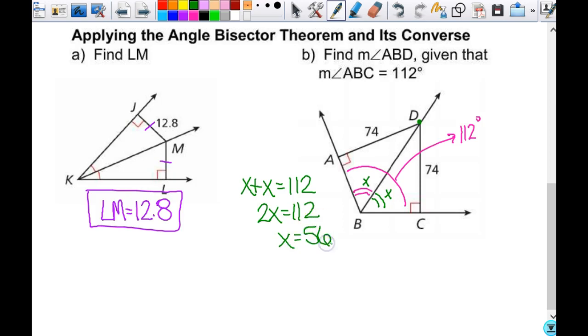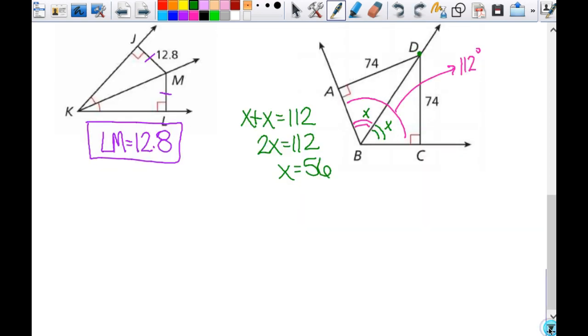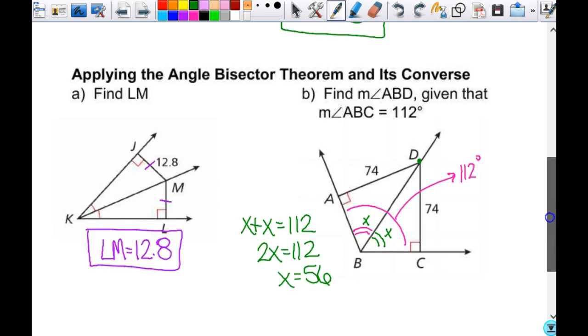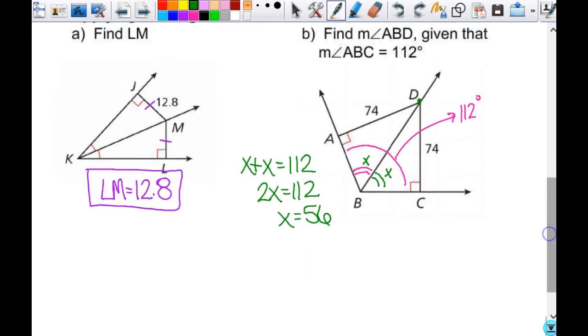56. Okay. Am I done? Did it ask me for x? No, I made up that letter, right? Well, I didn't make it up, but you know what I mean. So I'm looking for the measure of angle ABD. Is that the measure of angle ABD? Yes, so I don't have to do anything else with the number. So the measure of angle ABD is equal to 56 degrees.